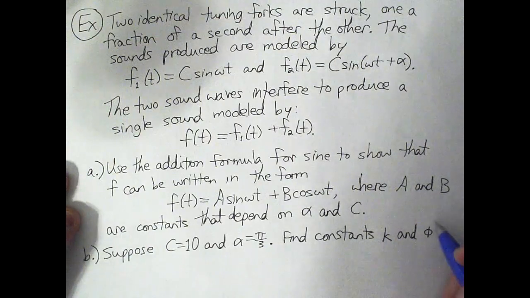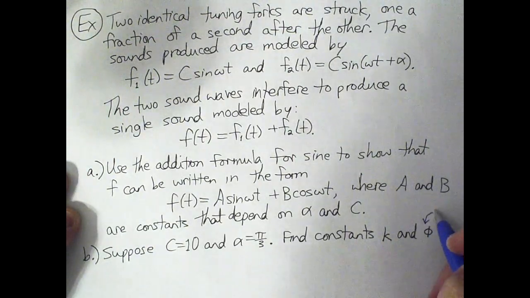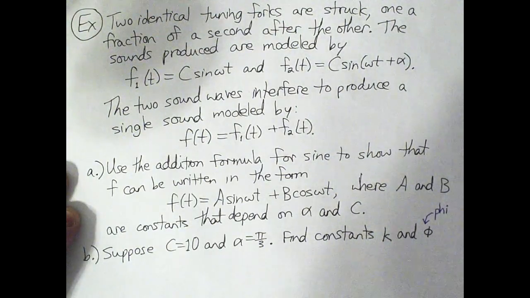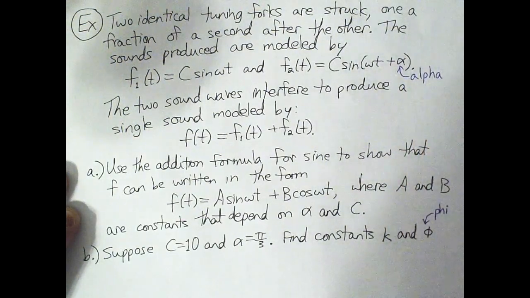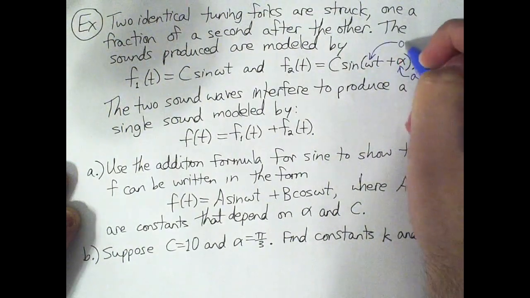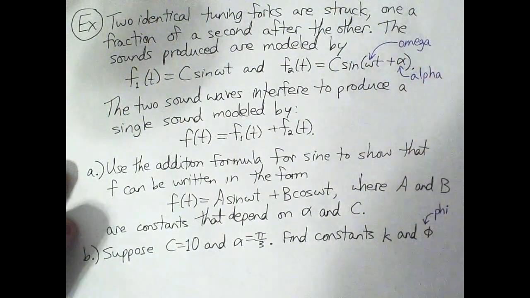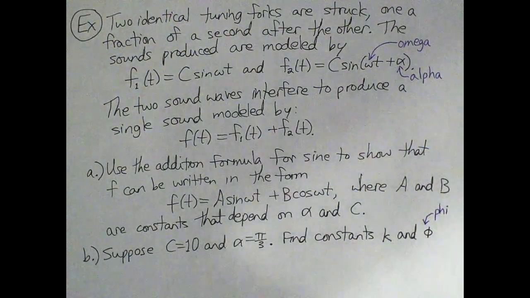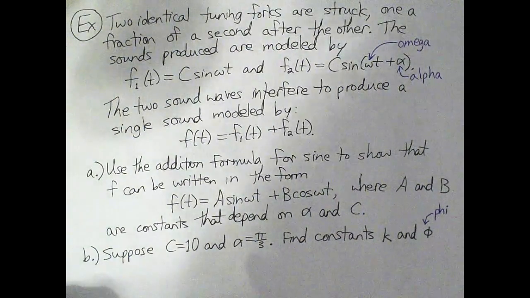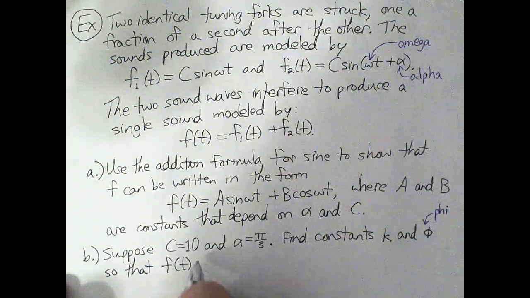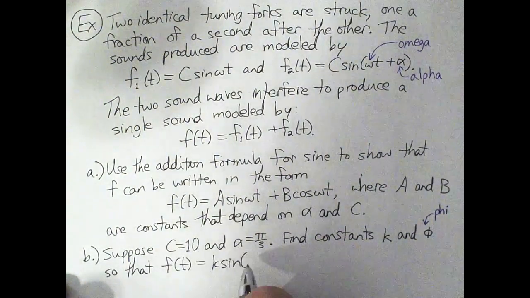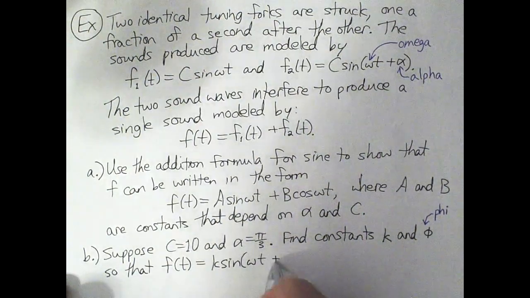You know what? I'll go ahead and label some of these in case you're wondering. When I say this is phi or phi, it's usually written like that. This one up here is alpha, and this one is omega. Anyway, find these constants k and phi so that f of t equals k sine omega t plus phi.